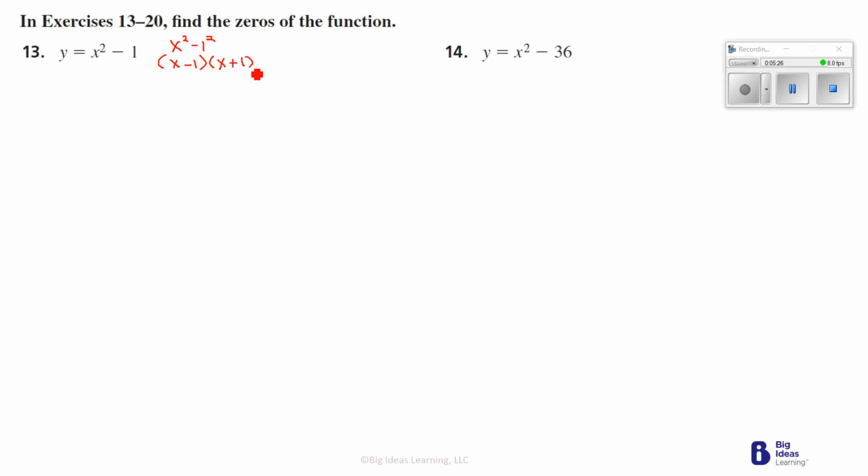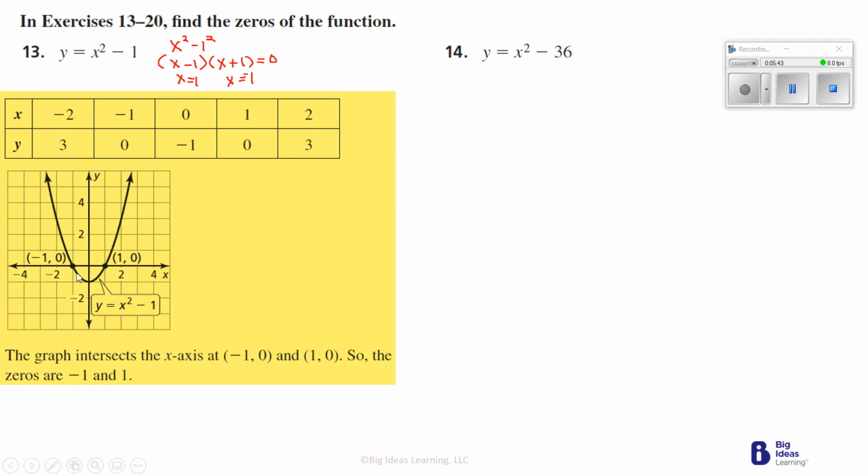And when I solve everything for 0, that's going to make x equal 1 and x equal negative 1. All right, so those are going to be my zeros. So you can see right here, x is negative 1 and x is 1. Okay?